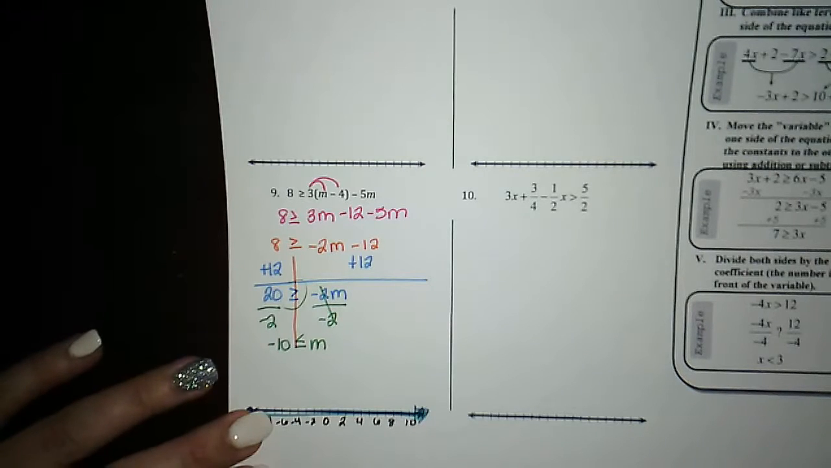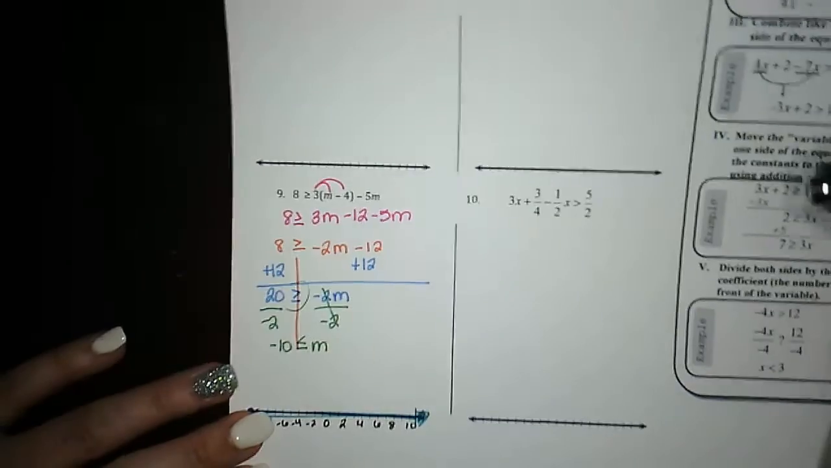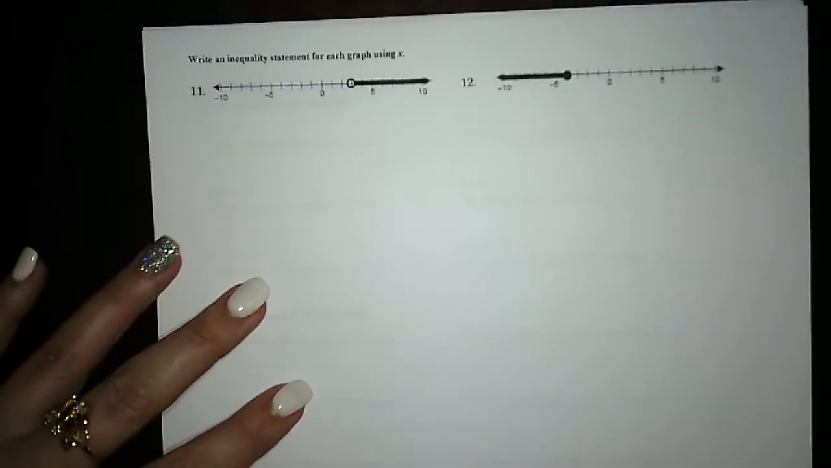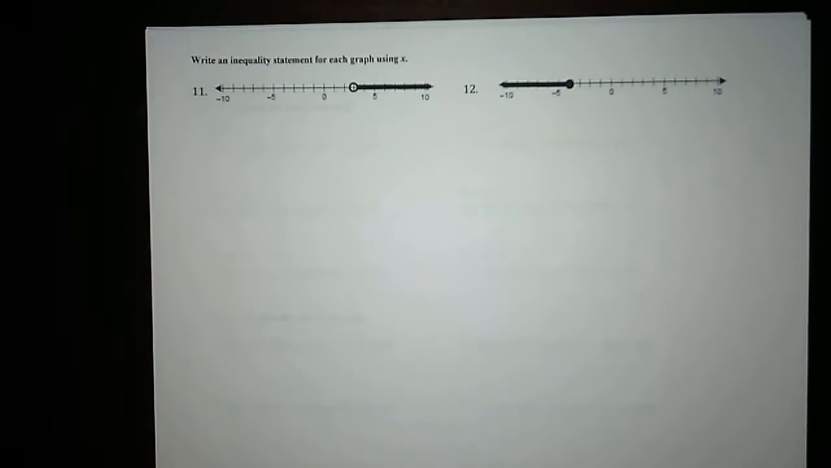That's all it is. Solving equations with one little additional step. Okay, last thing we're going to do is what if they give us the graph and then they want us to write the inequality. So don't freak out on me. I promise it's not hard. I will show you.